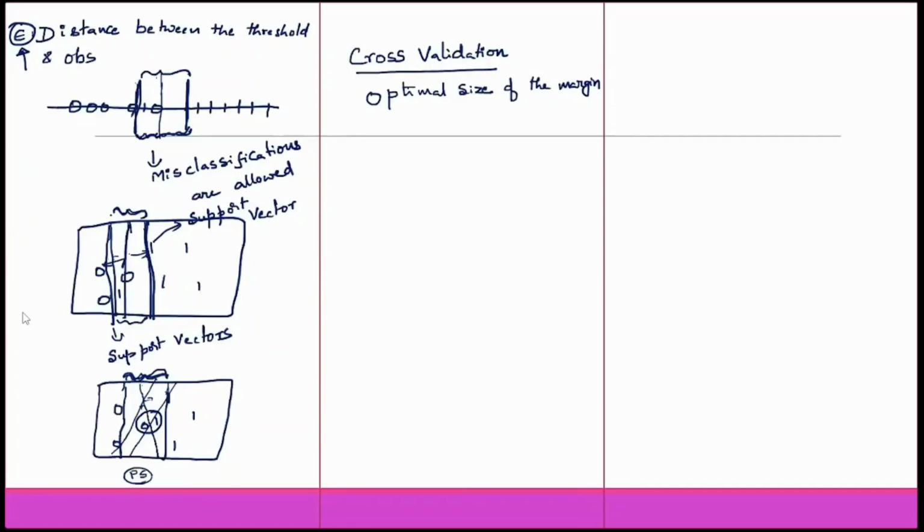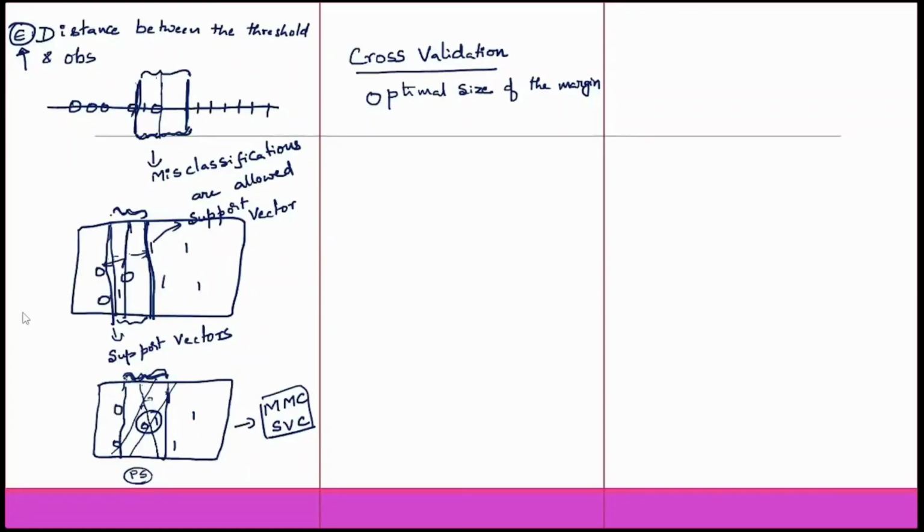So in this example, I am able to show you a maximum margin classifier as well as a support vector classifier. Support vectors are on both sides of the threshold, in an interval of a margin.